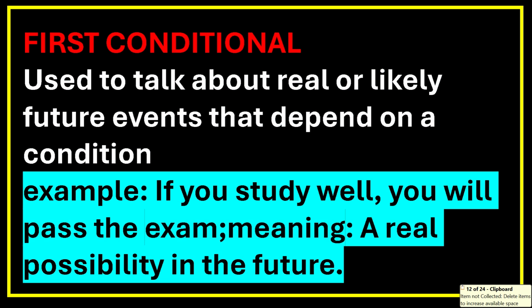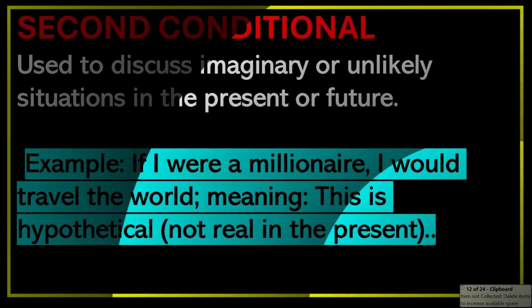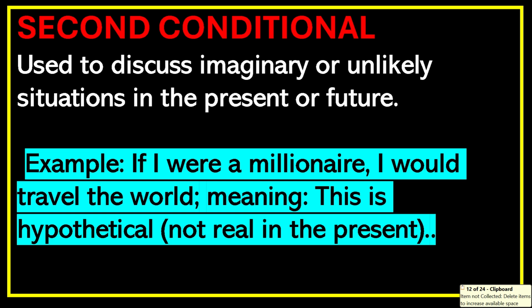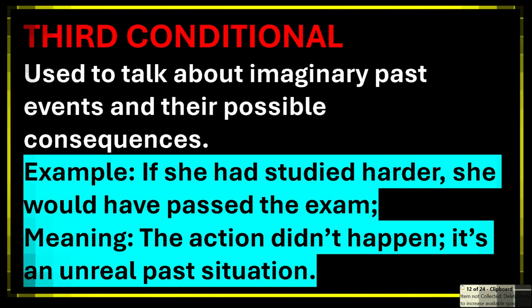First conditional is used to talk about real or likely future events that depend on a condition. For instance, if you study well, you will pass the exam. That means a real possibility in the future. Second conditional is used to discuss imaginary or unlikely situations in the present or future. Example, if I were a millionaire, I would travel the world. That means this is the hypothetical condition. It's not real in the present.